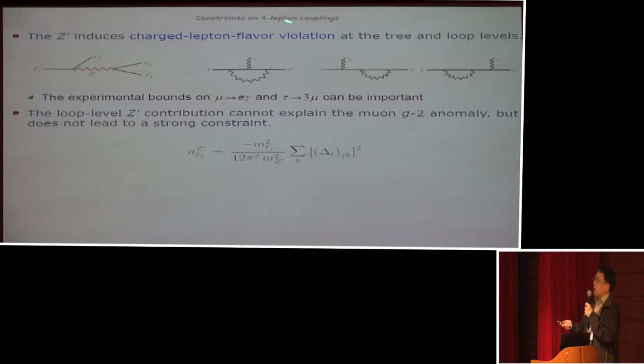Now for the four-lepton couplings, you also have constraints. In this case, you can have constraints from charged lepton flavor violating decays. At the tree level, for example, mu to 3e puts some constraints on the couplings, but also the well-known mu to e gamma. Okay? But it turns out that mu to e gamma and tau to 3 mu can be very good constraints. At the loop level, you also have contributions from this Z prime to various processes, especially muon g minus 2, where it turns out that the constraint is not very strong. But the Z prime cannot explain the muon g minus 2 excess, because its purely left-handed couplings can only produce a negative number, which is the opposite to what you want to explain the muon anomaly.